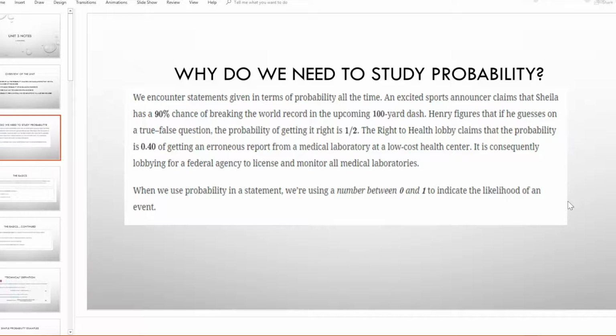Key idea on this slide is when we use probability in a statement, we're using a number between 0 and 1 to indicate the likelihood of an event. So at any point in time, if you're doing a probability question and your answer is a negative number or bigger than 1, you know you did something wrong. Every single answer, pretty much for the rest of the year, anytime I ask you what's the chances, the area under the curve, the probability, the likelihood, pretty much every answer in stats is between 0 and 1. Later on in the year, we'll get answers that aren't, but that's also not probability. So rule of thumb, for the next 3 units, pretty much every answer is between 0 and 1.